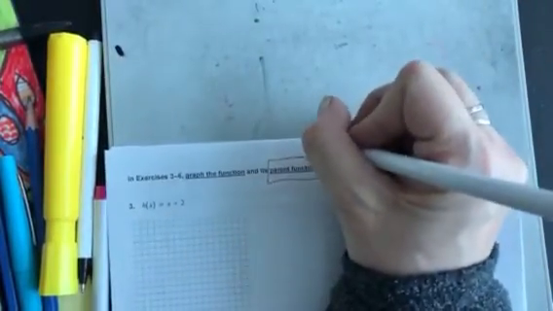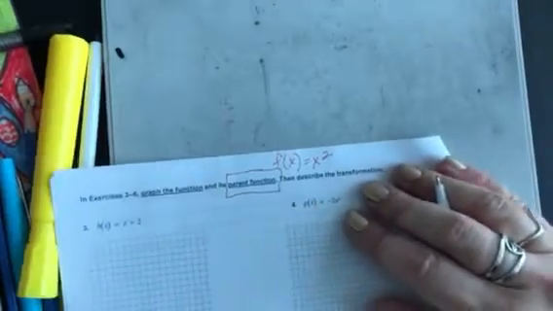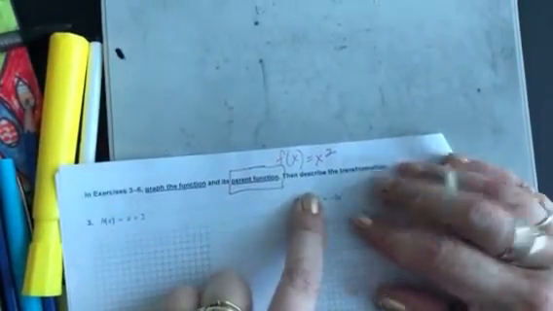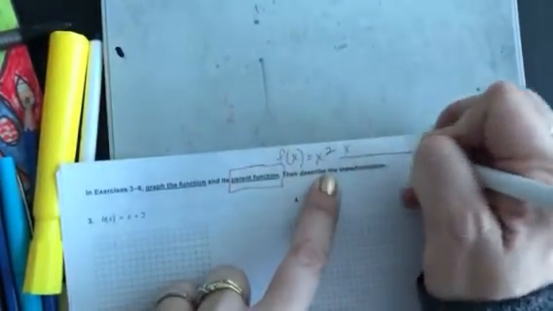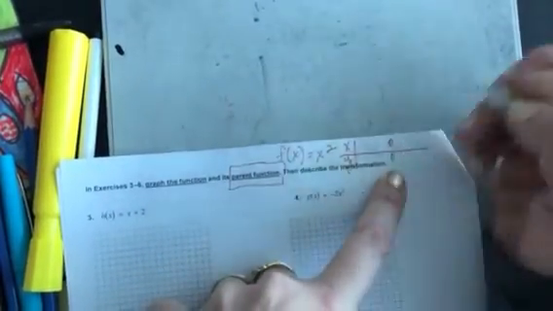The parent function is f of x equals x squared. This is our parent quadratic. And the parent quadratic function has a table of values, x and y. The vertex sits at 0, 0.